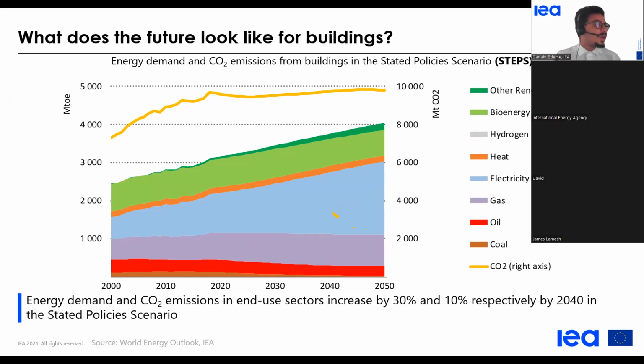Here you have the stated policy scenario, and in this case you can see how the energy demand and also the CO2 emissions increase by 30% in the case of the energy demand. So we move from more or less 3,000 Mtoe in 2018 to 4,000 Mtoe in 2050 in this stated policy scenario.